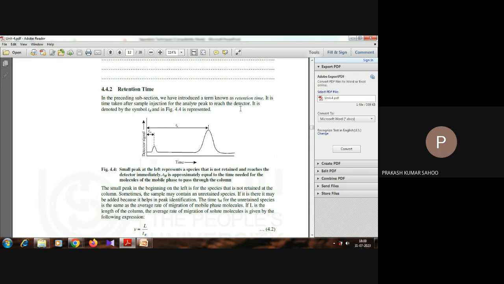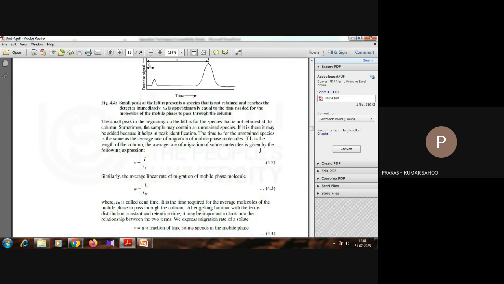That is, from the time of injection of the sample to the column and the time at which the detector responds, that is known as your retention time.